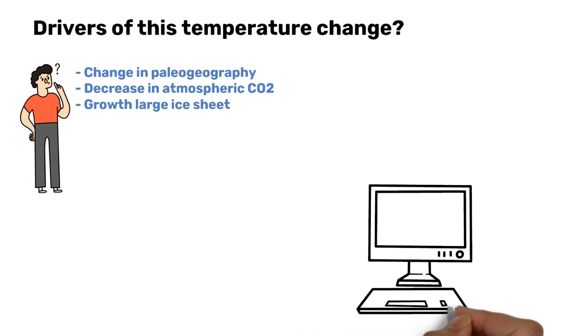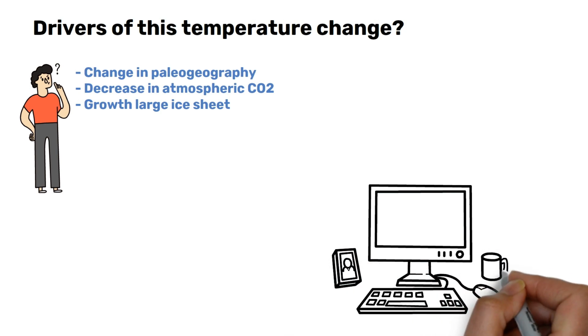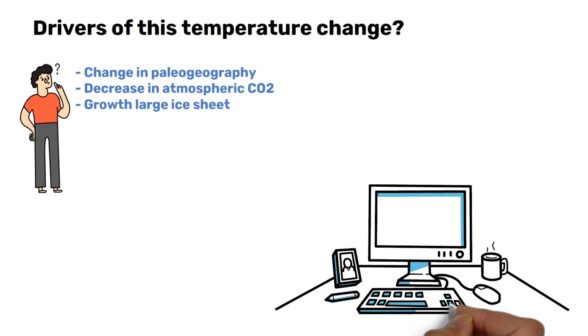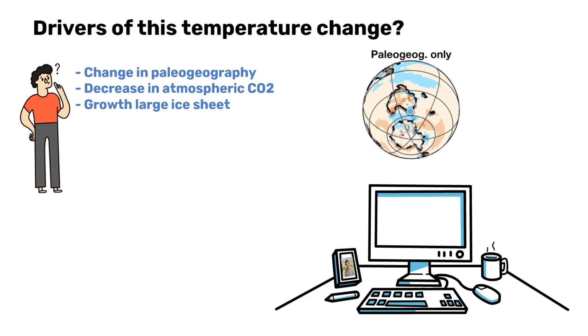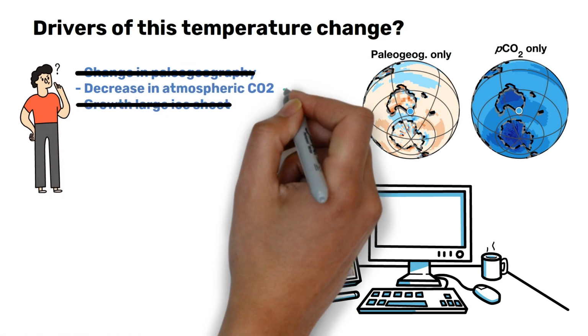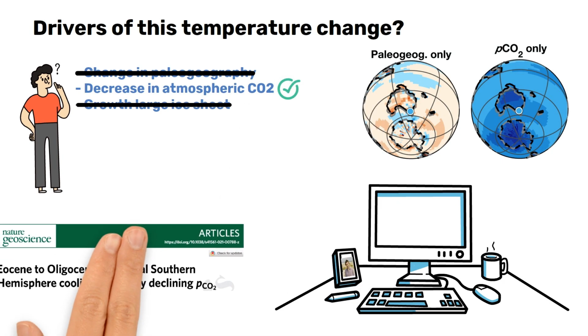To distinguish between these different drivers, we worked together with climate modelers from the University of Bristol. They ran a range of computer simulations using different boundary conditions. For example, running simulations with different levels of atmospheric CO2, or with or without a thick Antarctic ice sheet. The modeling results showed that most simulations didn't match the data, and only those that included a decline in CO2 led to a cooling consistent with the data obtained from the coals.